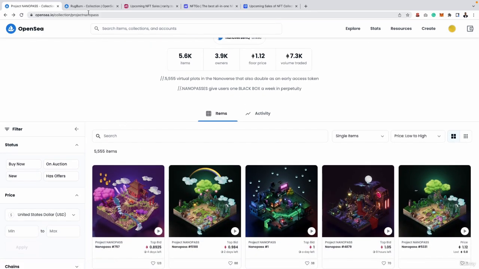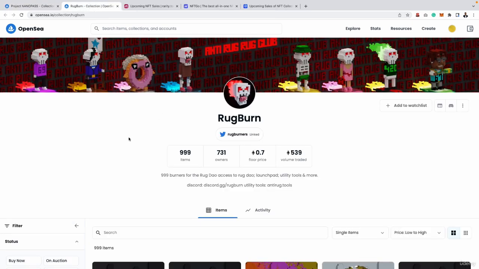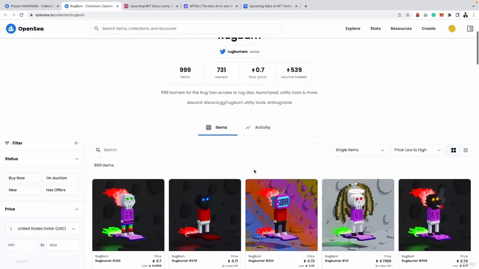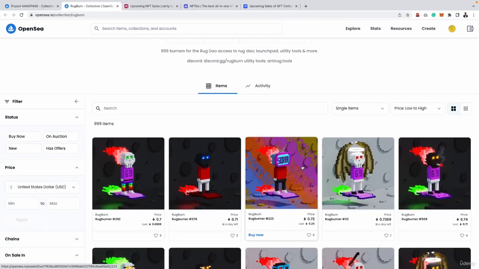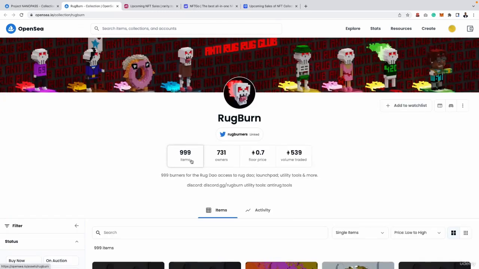Here is another alpha group called Rugburn. Again, you can see the floor price is about 0.7 ETH, so just below 1 Ethereum, and you can see all the collection here as well. If you buy one of the NFTs, you will get access to this Discord group with all of the private exclusive information. Again, there is no guarantee that what you find in these alpha groups is even going to be valid, so you need to do your own research once again.